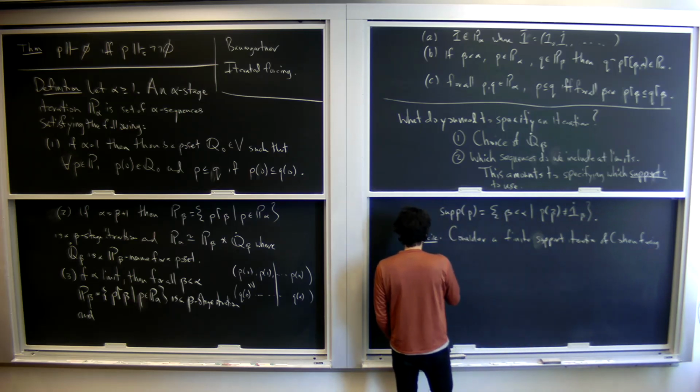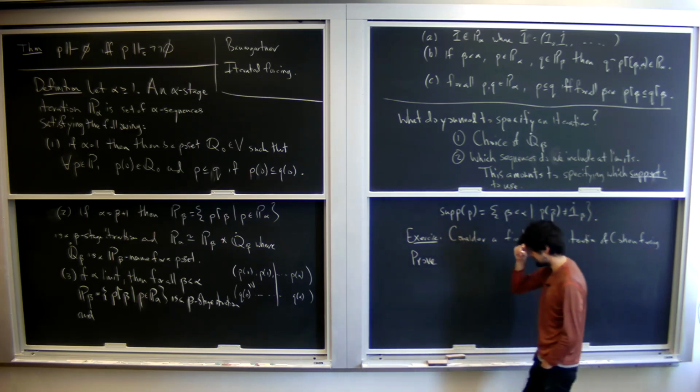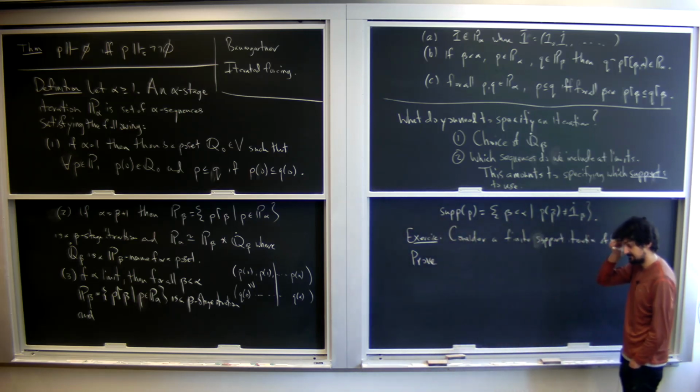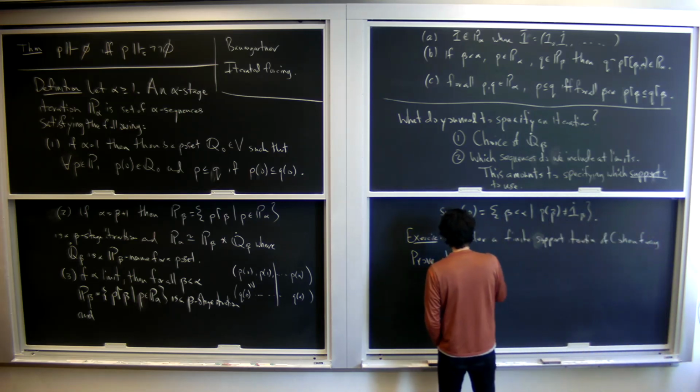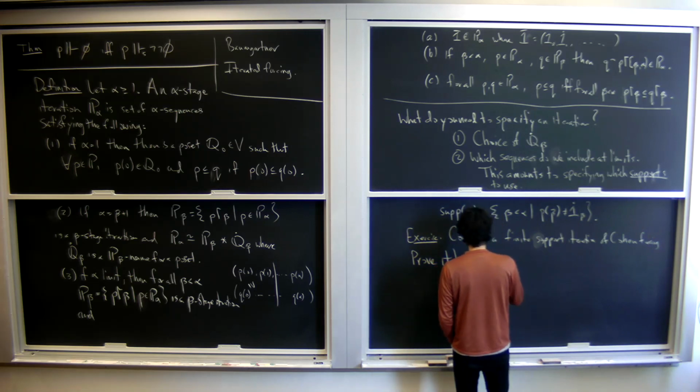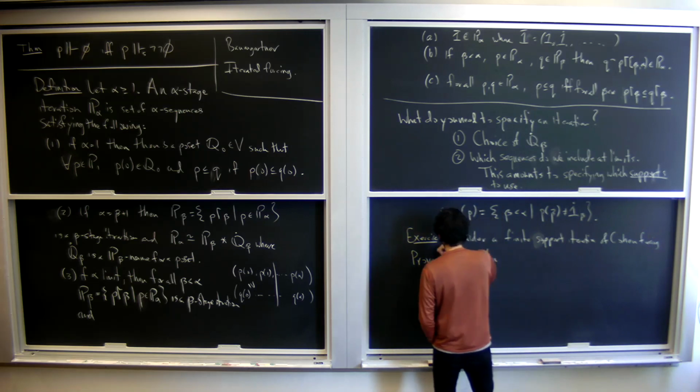And then what you're going to prove is that it has a dense set which is isomorphic to the finite support product over the same index. Prove the iteration.